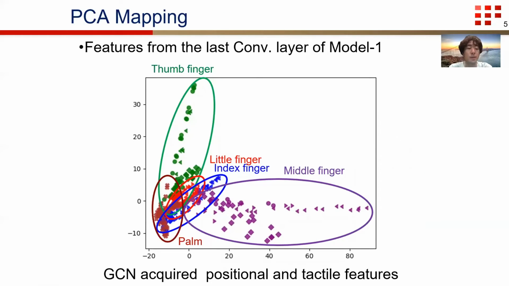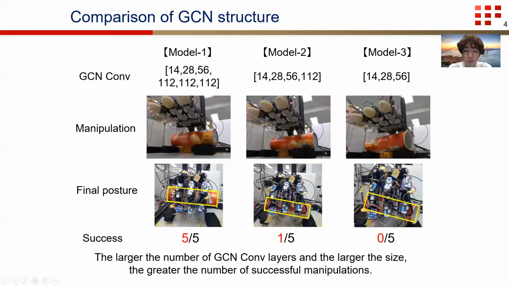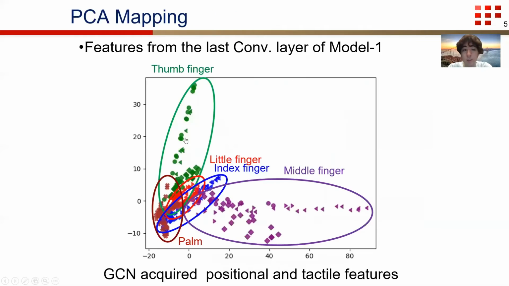Also, when we confirmed the features from the convolution layer of model 1, which is the most successful one, we could confirm that the network acquired the features of the position and the robotic configuration, and the tactile features like the middle finger, little finger, index finger, and the palm. So we confirmed that it acquired these features and then it could generate a successful manipulation.